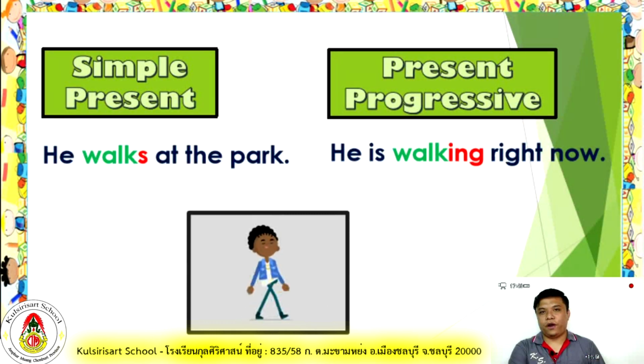Because ing form means it's still happening. It's still continuing to happen at the moment, right now. Right now, it's still happening. So right now, you can see the boy is walking, right? He is walking right now.